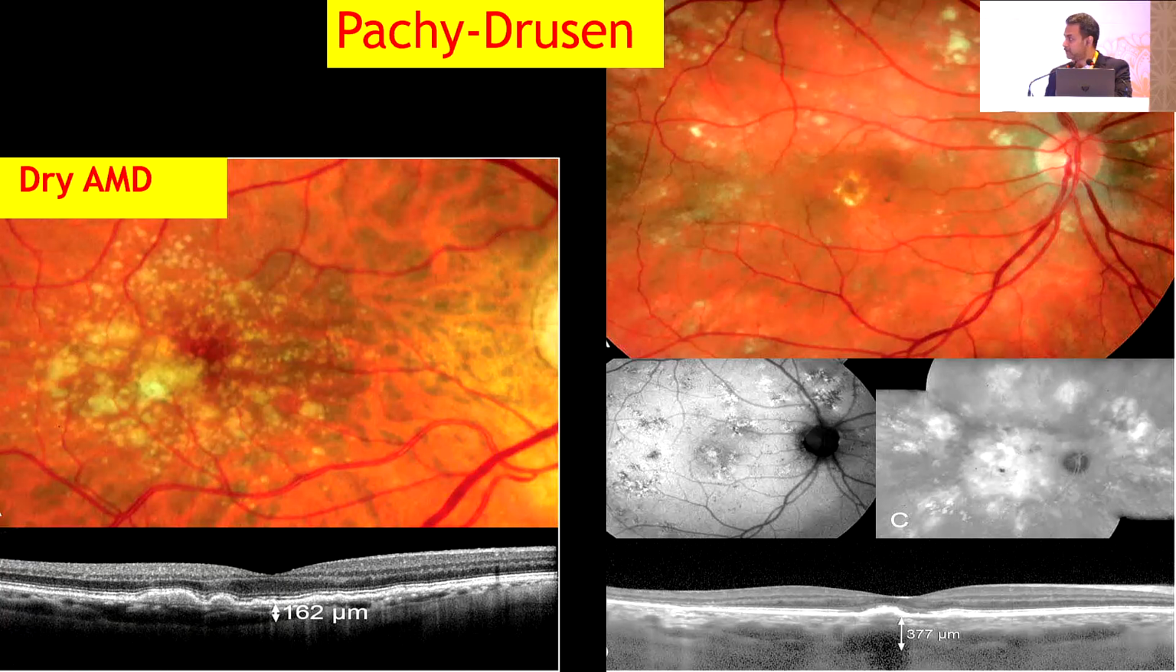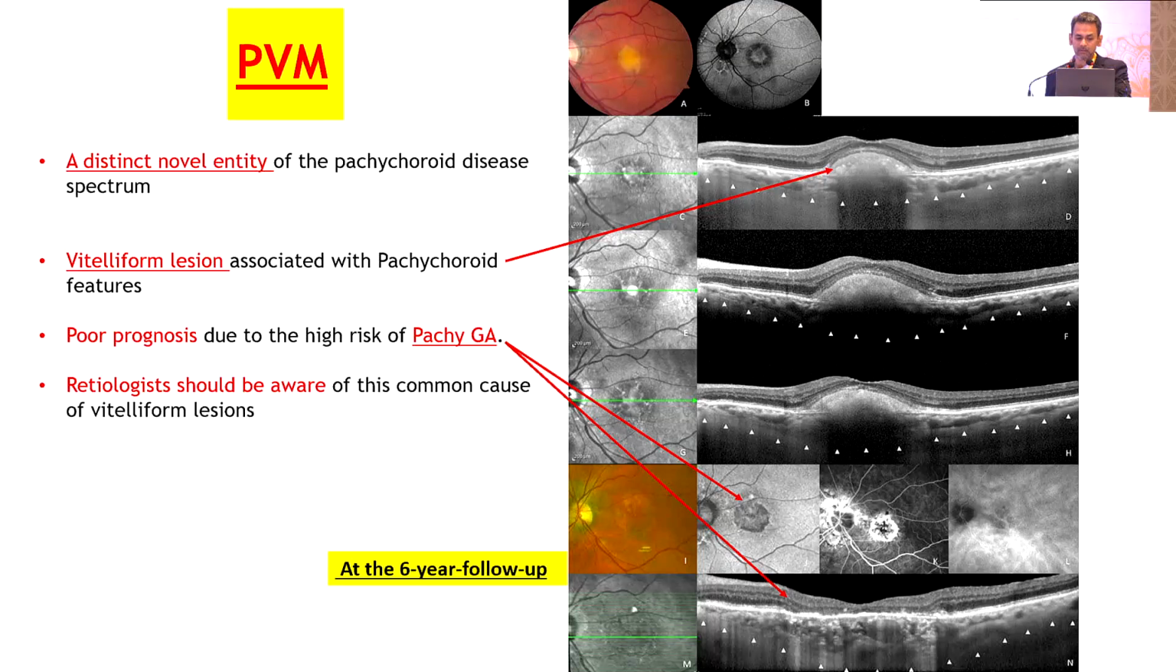And here we have a thick choroid again overlying. Pachyvitelliform maculopathy is a distinct novel entity where you have no fluid, like PPE, but you have this vitelliform material accumulated. We should be aware of this entity because over 5 or 6 years it proceeds to something called pachygeographic atrophy.